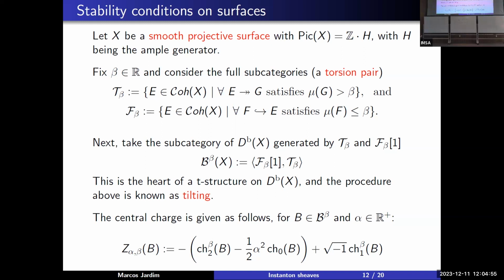So now the central charge involves not only the degree, which would be c1, the first Chern class here, but also involves the second Chern class, the second Chern character. So this is something that involves all the Chern classes of an object on a surface.